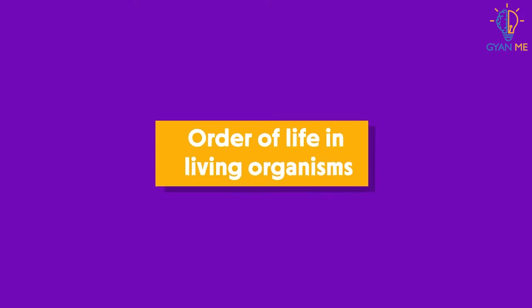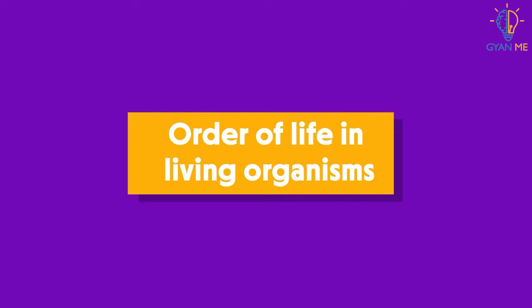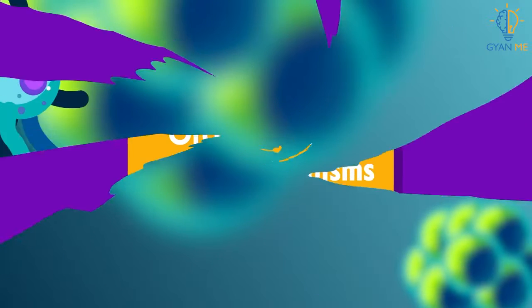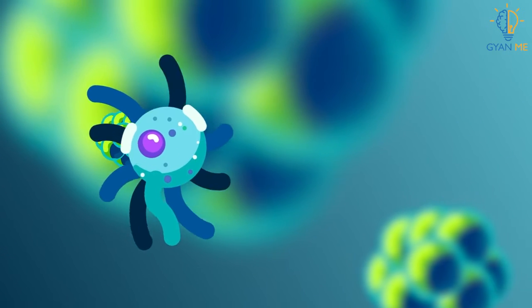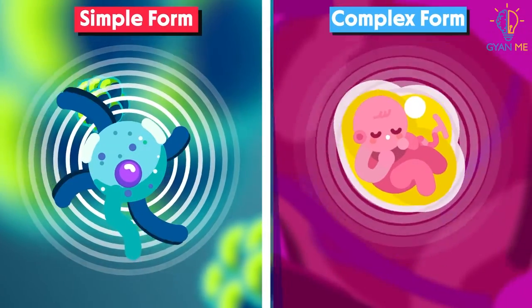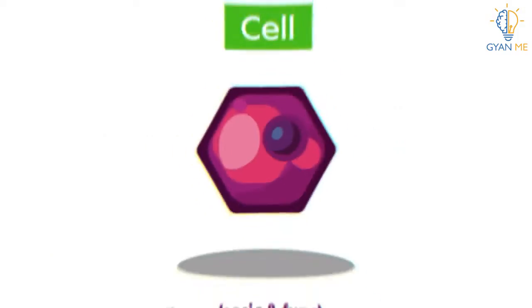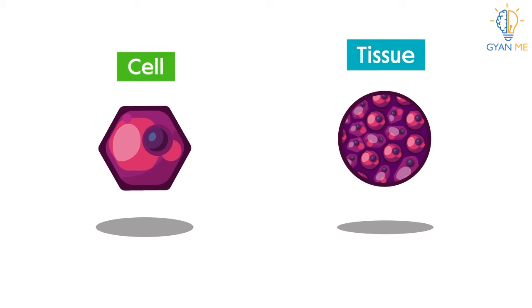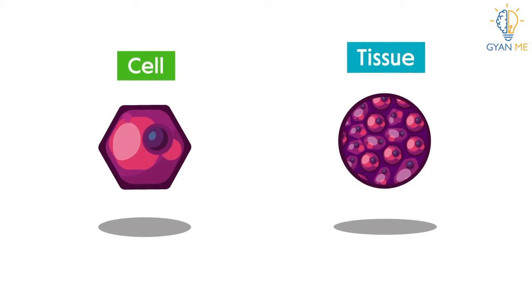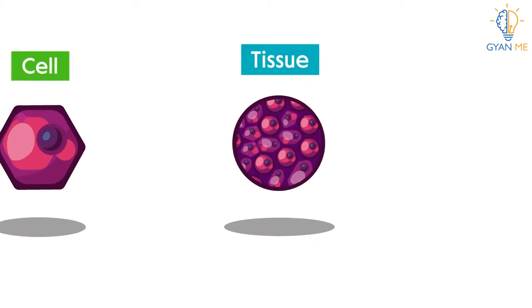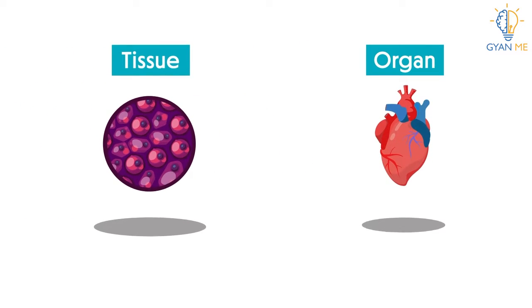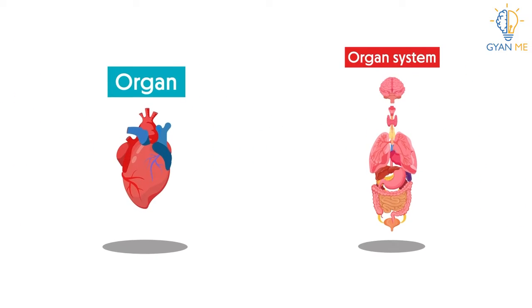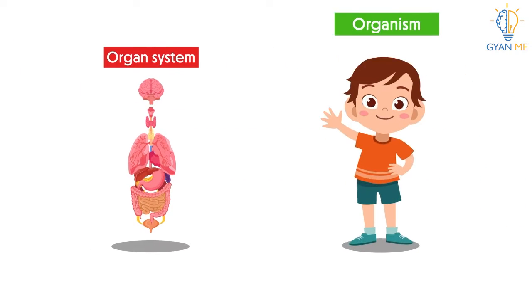Students, now let's see the order of life in living organisms. We already know that all living organisms have evolved from the simplest form to a complex level of organization. Cells are the basic fundamental units of an organism. These cells group and form tissues, which are made up of different types of cells performing the same function. These tissues group and form organs. And these organs form the organ system and then form an entire organism.